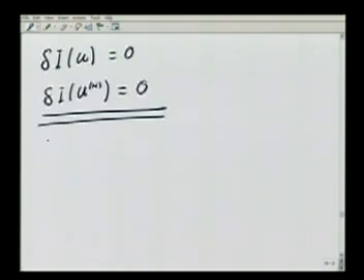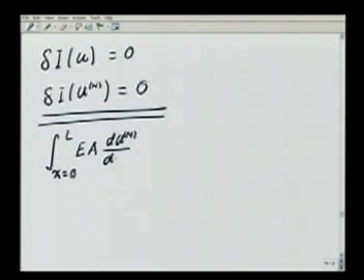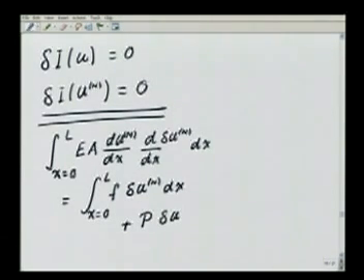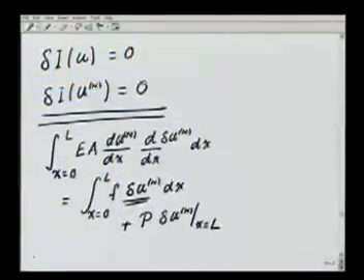This will be written as the integral from x equal to 0 to L of EA (d u_n/dx)(d delta u_n/dx) dx is equal to the integral from x equal to 0 to L of f delta u_n dx plus P delta u_n evaluated at the point x equal to L. So now, instead of u, we have put u_n, and we say that we are looking for the function u_n which is an extremizer of this I that we have defined for our model problem of interest. So the question is, what is delta u_n?